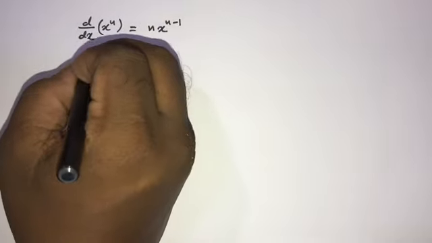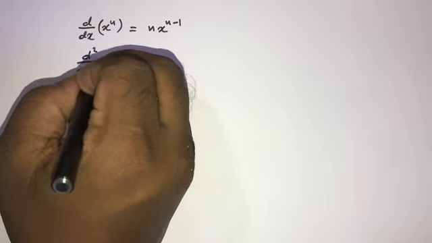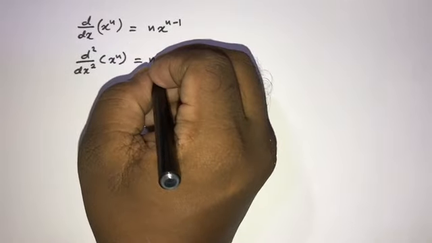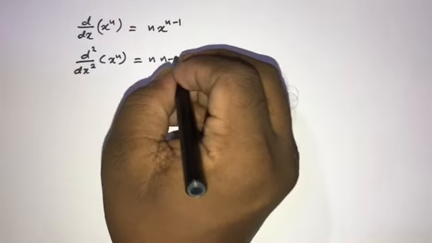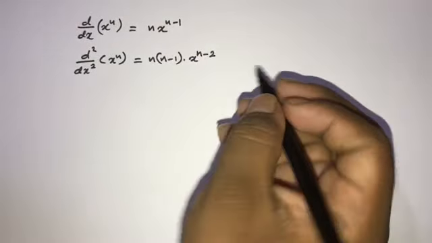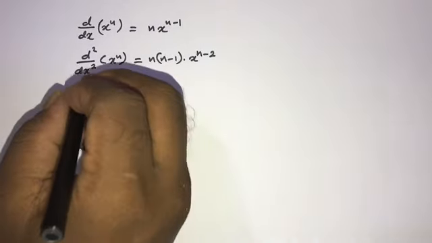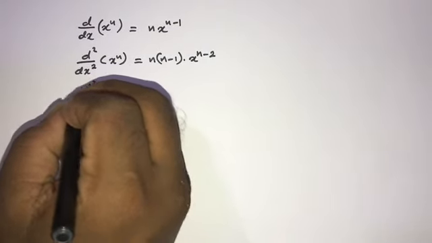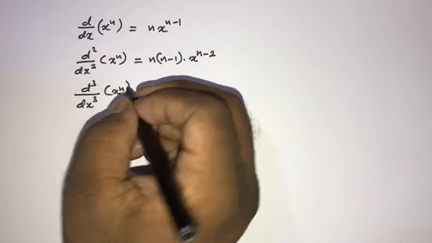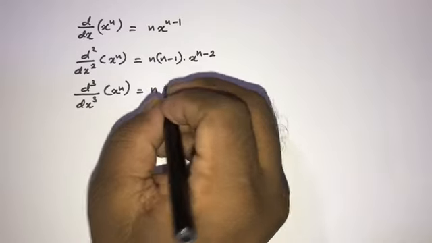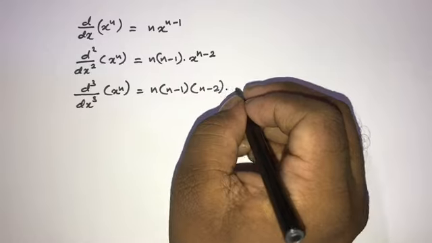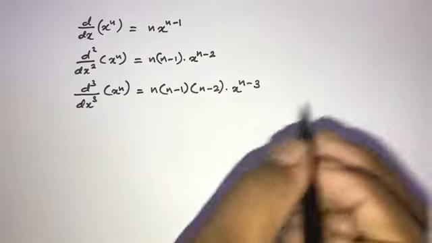Now the second derivative: this is equal to n times (n minus 1) times x to the n minus 2. Now again differentiate, so the third derivative, d³/dx³ of x to the n, is equal to n times (n minus 1) times (n minus 2) times x to the n minus 3.